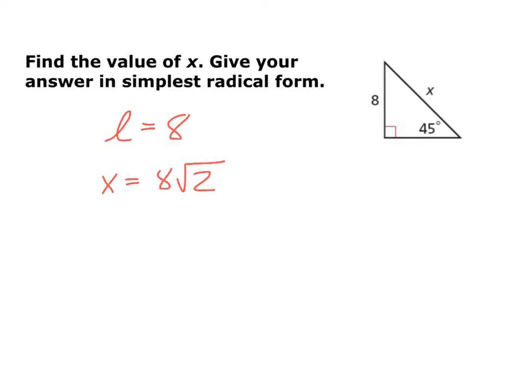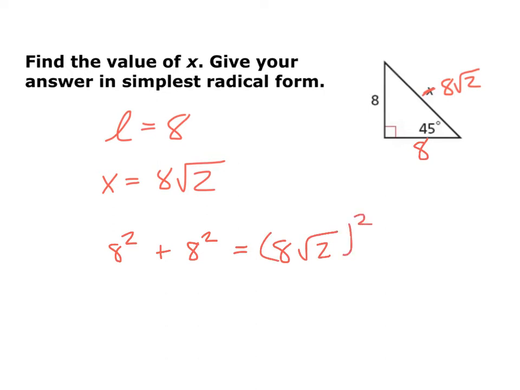Why, Nicole asks? Because it actually makes sense. We have a right triangle, so we can do the Pythagorean theorem. We said 8 root 2 was the length of x. What's our other leg? 8. So what's our a and b here? 8 and 8. So we have 8 squared plus 8 squared is equal to c squared, which is 8 root 2 squared.